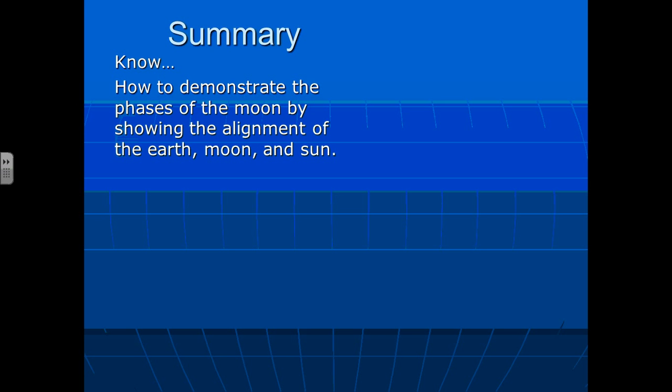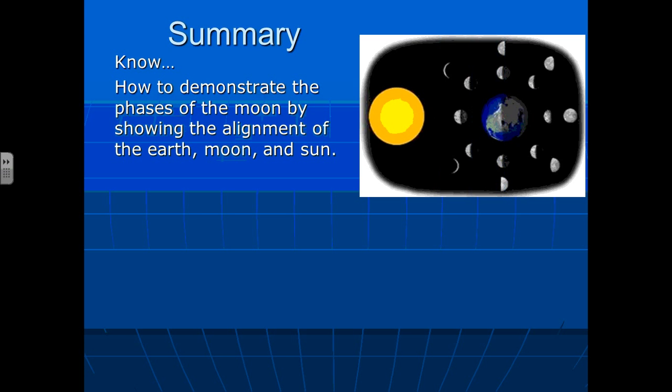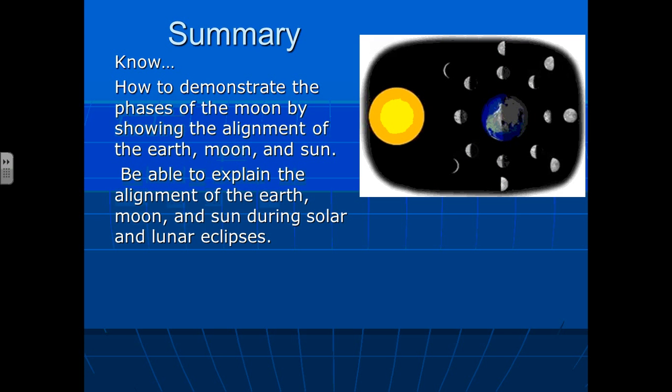All right, for your summary today, these are the things you need to know. You need to know how to demonstrate the phases of the moon by showing the alignment of the Earth, Moon, and Sun. So you have to be able to show how the Earth, Moon, and Sun line up for each phase to occur, which is what we talked about earlier. You also need to be able to explain the alignment of the Earth, Moon, and Sun during a solar and a lunar eclipse.